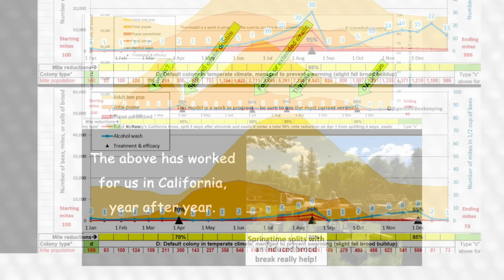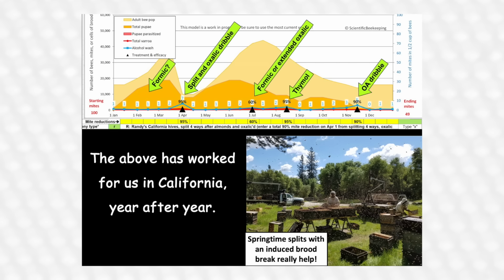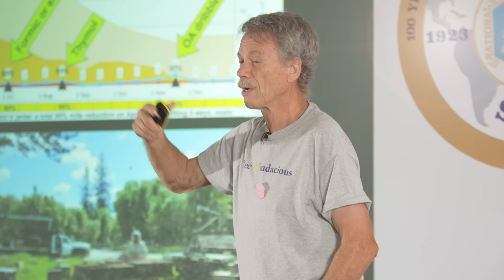What we do is we come back from almonds, split our colonies, do an oxalic acid dribble, do a formic or an extended release oxalic acid treatment here. I get an experimental use permit from the California Department of Agriculture every year, so I can legally do that. But many beekeepers are, you know, not following the law, and they're doing it anyway. A thymol treatment here and oxalic dribble. We've used this rotation for 20 years, and it works very well in our operation.